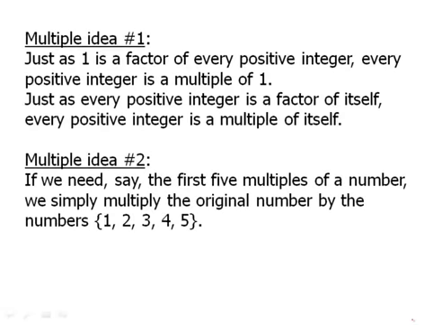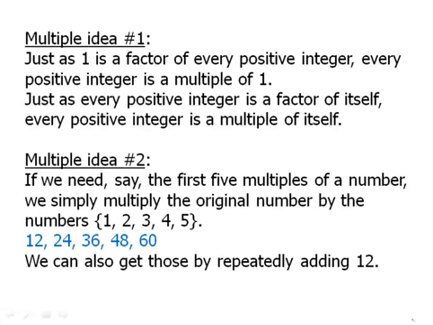Another idea. If we need, say, the first 5 multiples of a number, we simply multiply the original number by the numbers 1, 2, 3, 4, and 5. So suppose we needed the first 5 multiples of 12. So that would be 12 times 1, 2, 3, 4, and 5. We can also get those by repeatedly adding 12. 12 plus 12 is 24, plus 12 is 36, plus 12 is 48, and so forth. So that's very interesting. We can add or subtract 12 and get new multiples of 12.